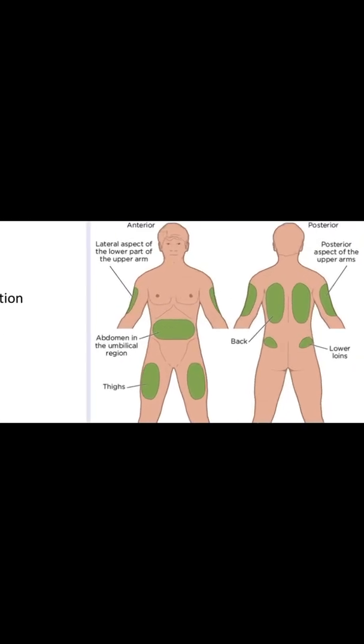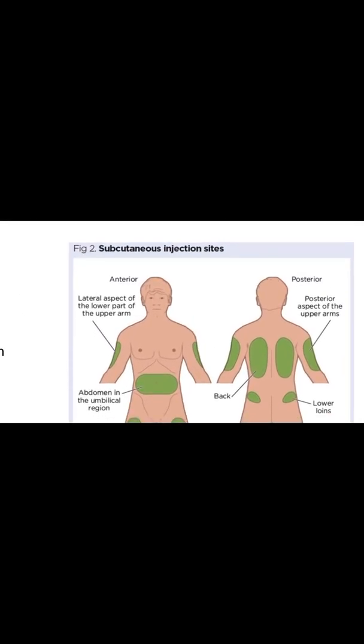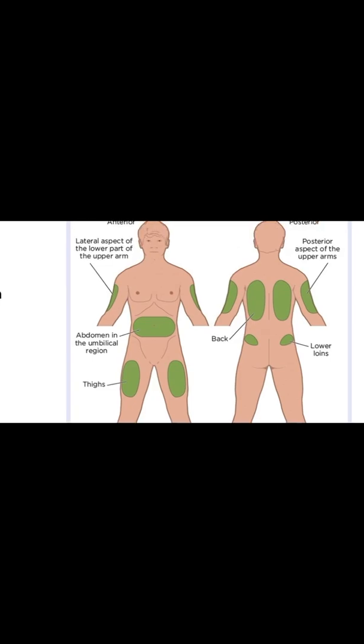And you can see the sites of subcutaneous injection administration. Anteriorly, it is given at the upper arm, the lateral aspect of the upper arm. It is given in the abdomen, at the umbilical region, and on the thighs. And posteriorly, it is given at the upper arm, at the back, and lower loins. In subcutaneous injection, the color of the needle is orange, and it is 50 to 70 millimeters in length and is given at an angle of 45 degrees to the skin.